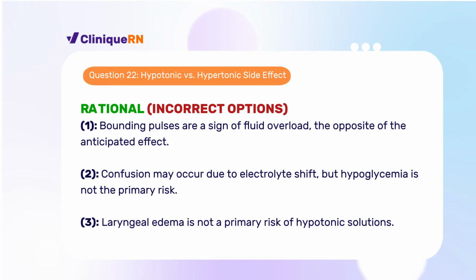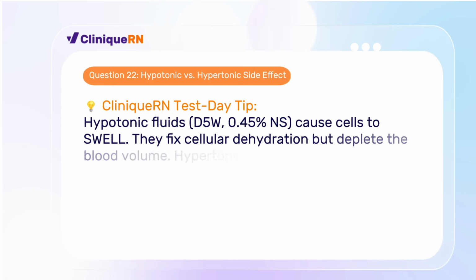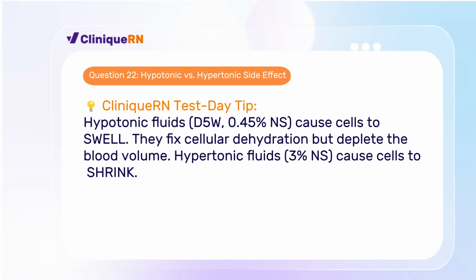Incorrect options. 1. Bounding pulses are a sign of fluid overload, the opposite of the anticipated effect. 2. Confusion may occur due to electrolyte shift, but hypoglycemia is not the primary risk. 3. Laryngeal edema is not a primary risk of hypotonic solutions. Clinique RN test day tip. Hypotonic fluids, D5W, 0.45% NS, cause cells to swell. They fix cellular dehydration but deplete the blood volume. Hypertonic fluids, 3% NS, cause cells to shrink.